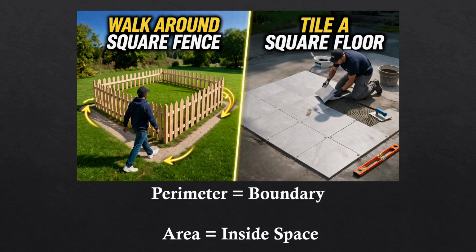Imagine you have a backyard. If you want to build a fence to keep your dog in, you need to measure the distance around the yard. That's perimeter. But if you want to buy tiles for your ground, you need to know how much surface you are covering. That is area. So, in simpler words, perimeter is the boundary, whereas area is the inside space of the ground.